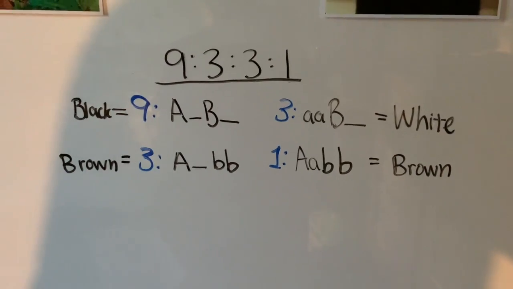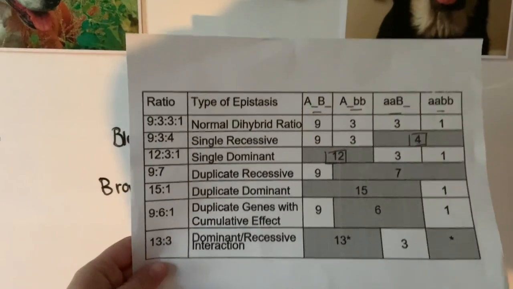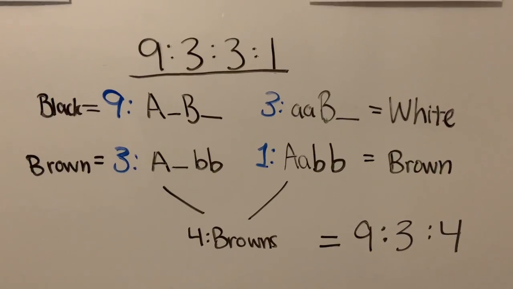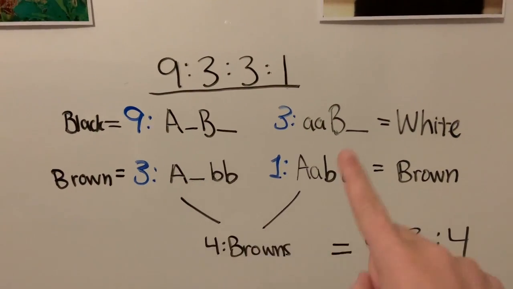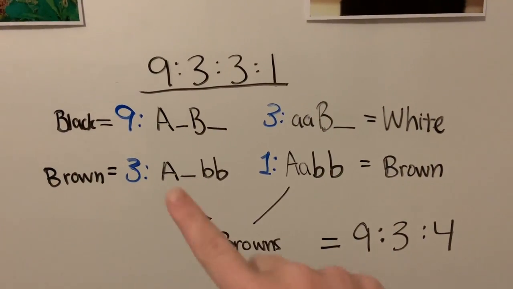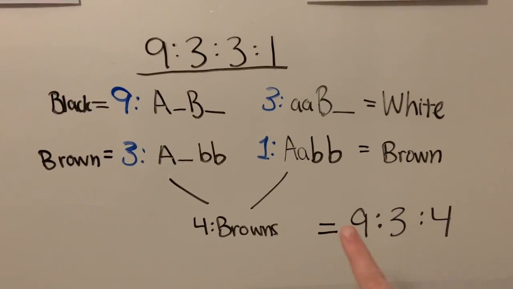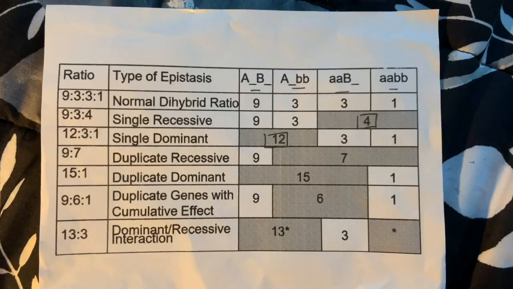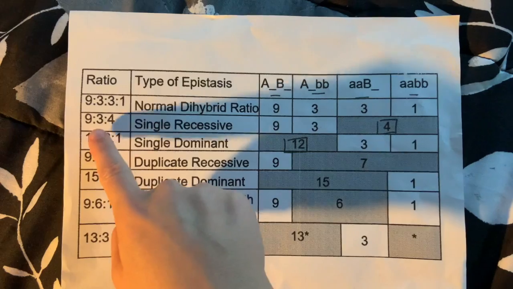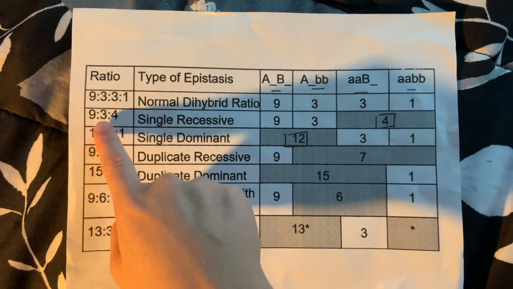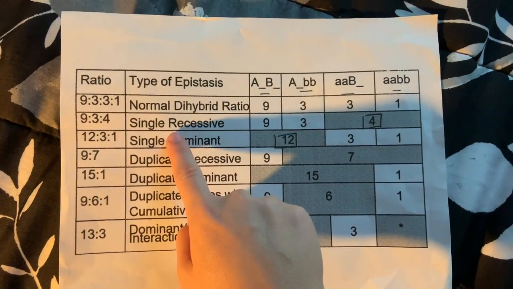Let's simplify our ratio to find our type of epistasis through this chart. Simplifying our ratio, we get 9 from black, 3 from white, and 3 and 1 for brown, making it a total of 4 browns, making it a 9:3:4 ratio. Looking at our chart, we find the 9:3:4 ratio and find out that this type of epistasis is single recessive.